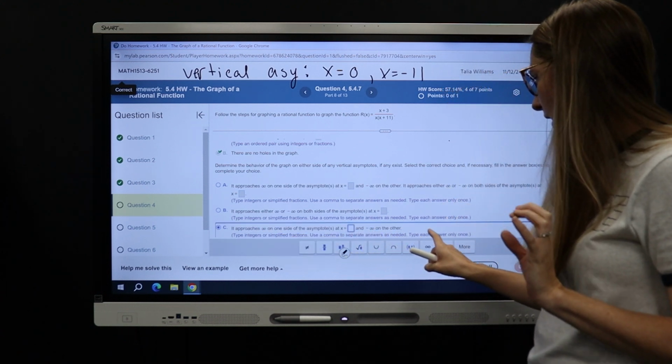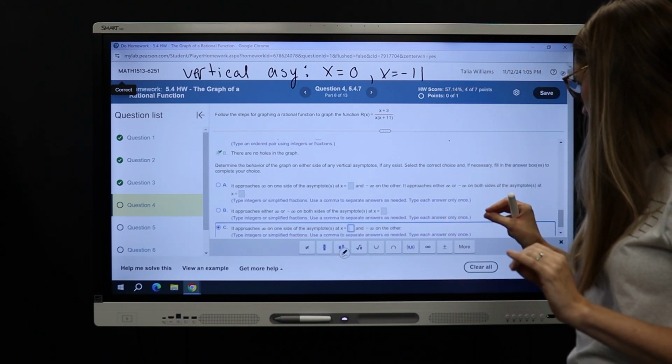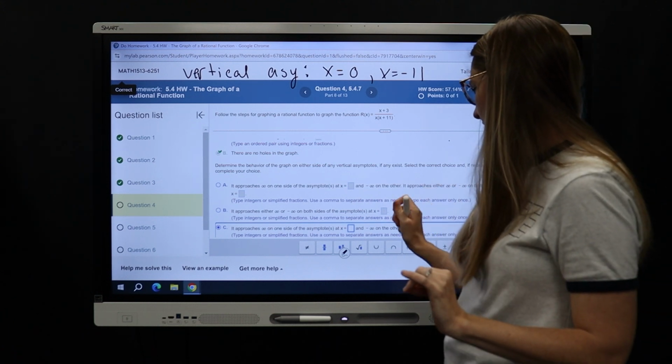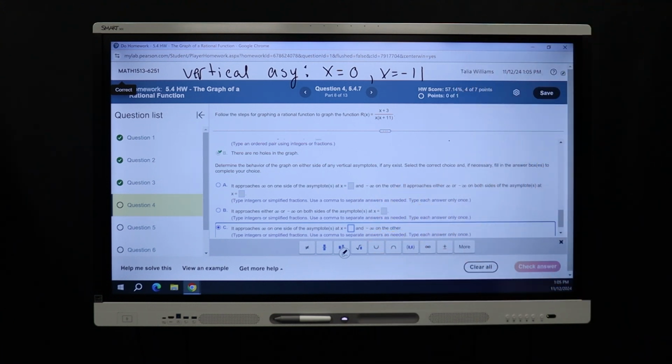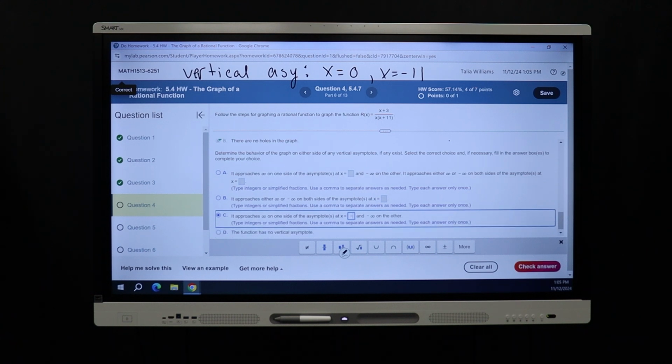This is ours. How they want us to type on this one is we're going to do -11, 0, because they already have that x equals.